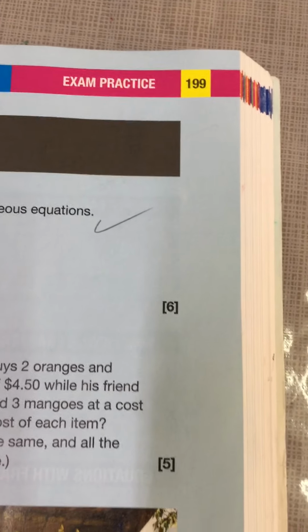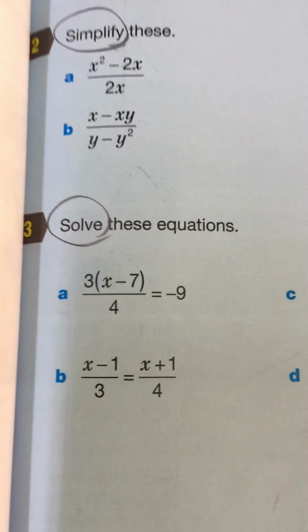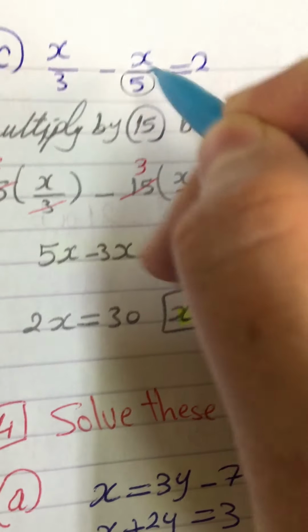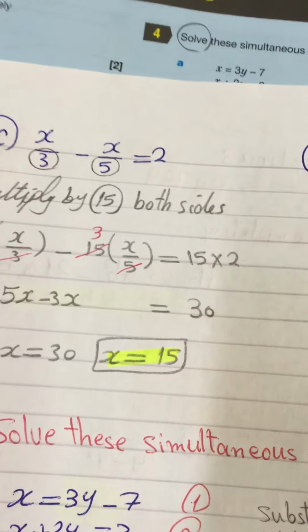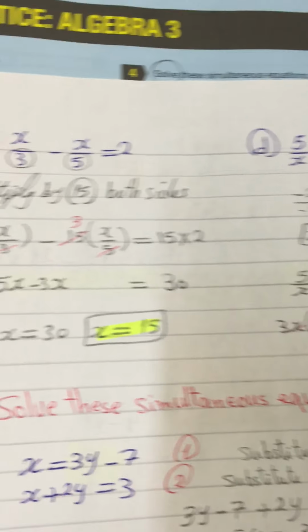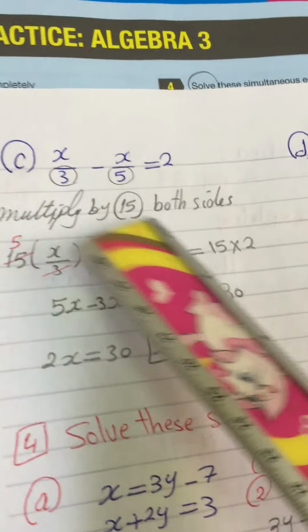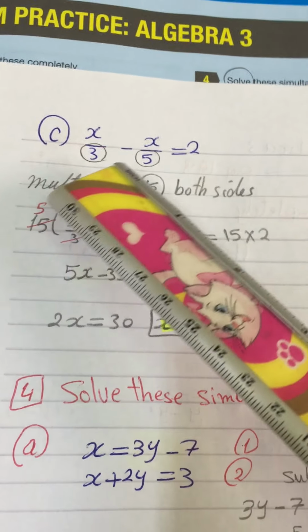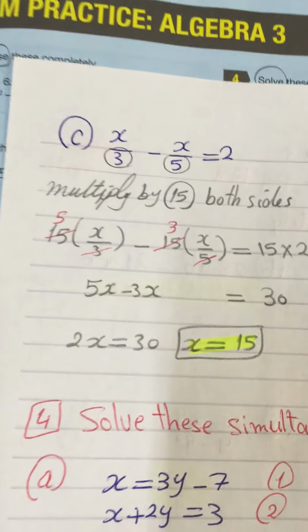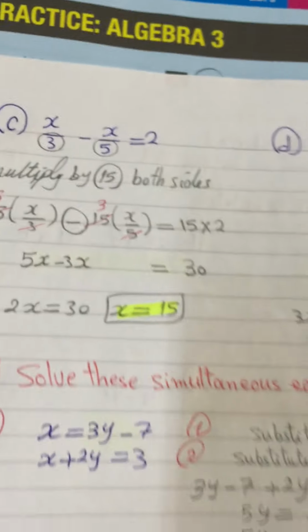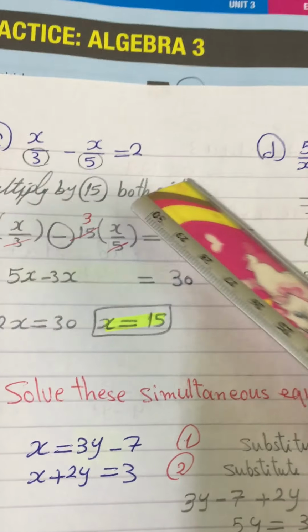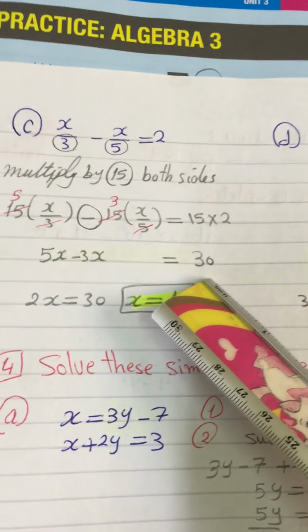I am still on page 199, question 3, letter C. I want to solve the equation by clearing the denominator. I have in the denominator 3 and 5. So I'll multiply both sides by 15. 15 times x over 3 minus, pay attention, okay, and 15 times x over 5, 15 times 2, like this. 15 times 2 equals 30.